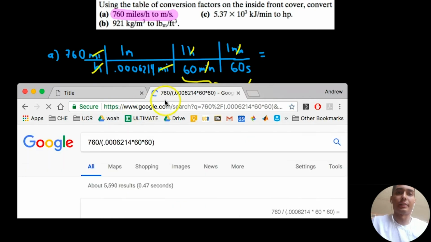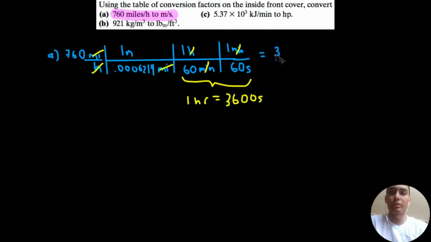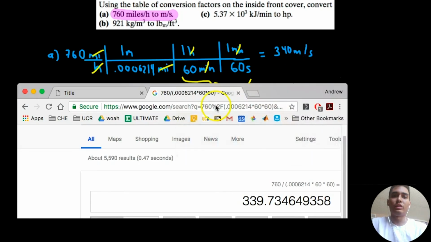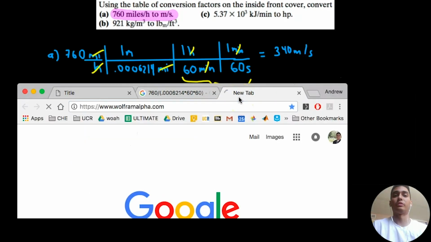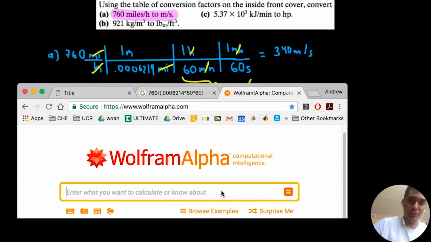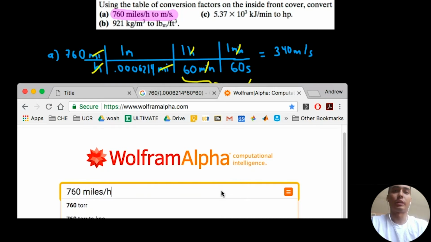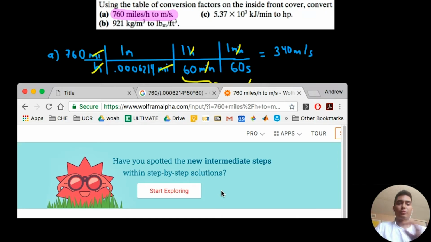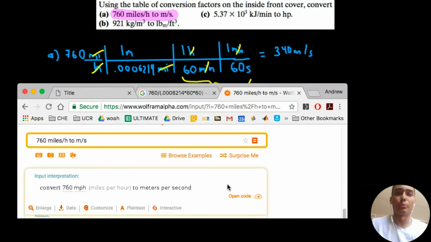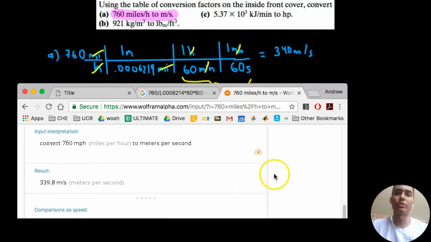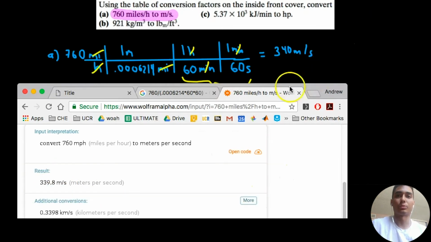So we get 339,300, we can just round that up, 340. Normally, I like to be precise, but it's just some examples. 340 meters per second. So we can cheat because of the internet. If you want to cheat, don't cheat. This is just for reference. So, 760 miles per hour to meters per second. Wolfram is an extremely useful tool for reference, but don't use it. Use it to check. So yeah, that's what I got.